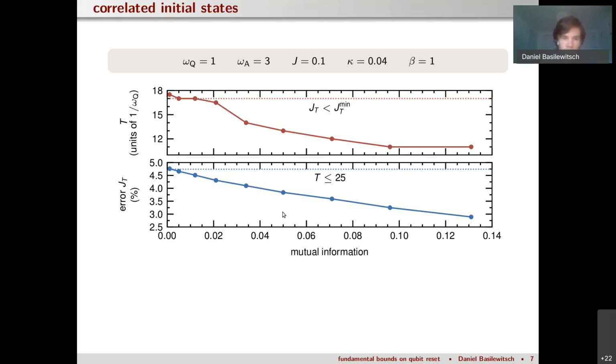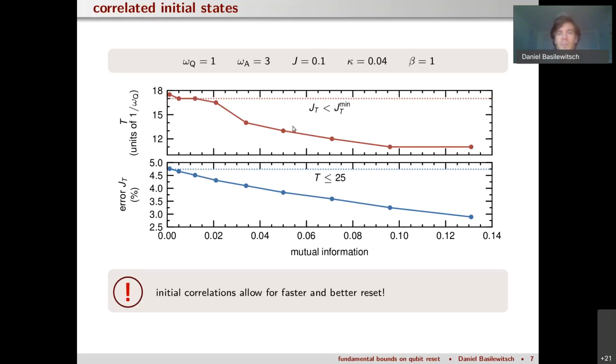And in the lower plot, we were asking the question, okay, we don't care about the time it takes, what is simply the lowest reset error that we can achieve? And here you can see the more initial correlations you have between qubit and ancilla, the better you can reset the qubit in terms of error. So the important thing that we got from this is that initial correlations actually allow for better and faster qubit reset. So they are not a nuisance, they are really an asset here for the reset process.